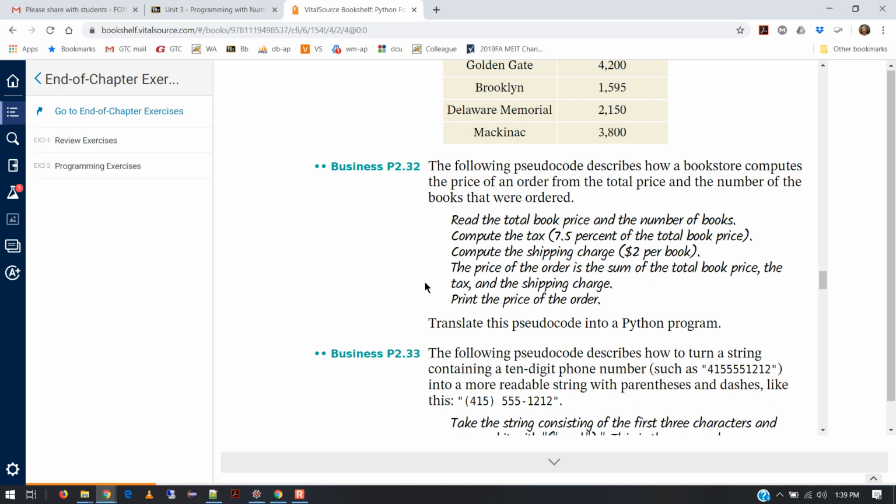So the problem description says, the following pseudocode describes how a bookstore computes the price of an order from the total price and the number of books that were ordered. So read the total book price and the number of books. Okay, so that would be, for example, $39.99, and there's 10 Python books here. Okay, compute the tax, 7.5% of the total book price.